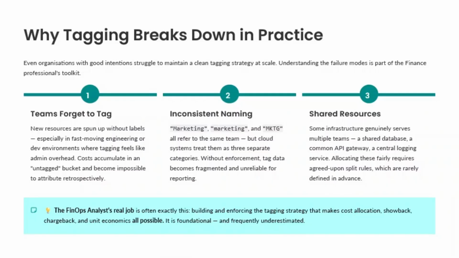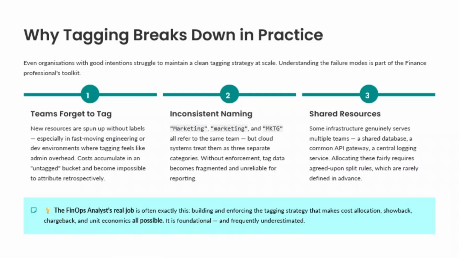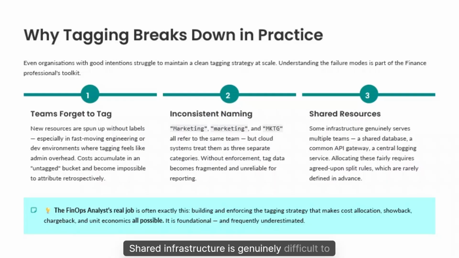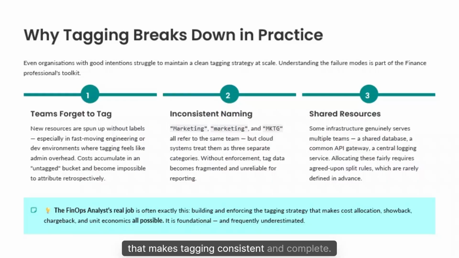In practice, tagging is one of the most persistent challenges in FinOps. Teams forget to tag new resources. Tags become inconsistent. Different people use different conventions. Shared infrastructure is genuinely difficult to attribute. And a significant part of FinOps analyst work is building the governance process that makes tagging consistent and complete.